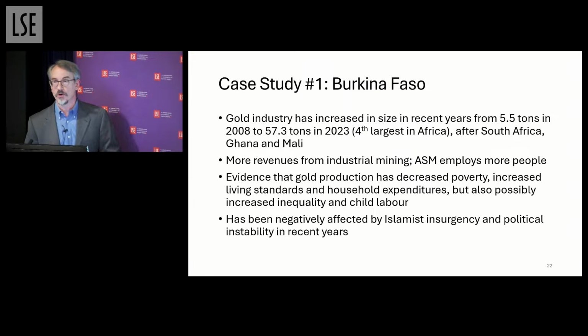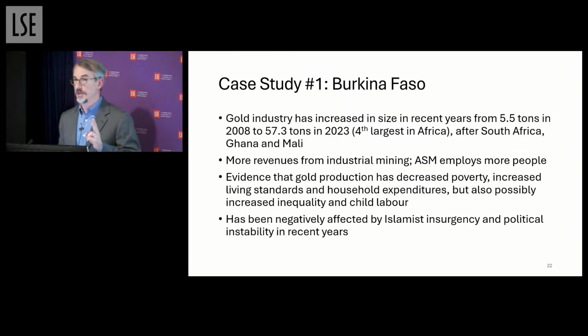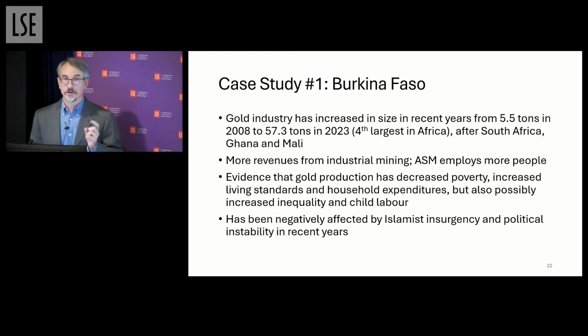It has an ongoing problem with Islamist insurgency, not just in Burkina, but across the Sahel region. It also has a lot of political instability. It had 2 coups d'etat in 2022. The current president, Traoré, has been in power for 2 years. I think there have been no elections and he has no plans to have an election anytime soon.